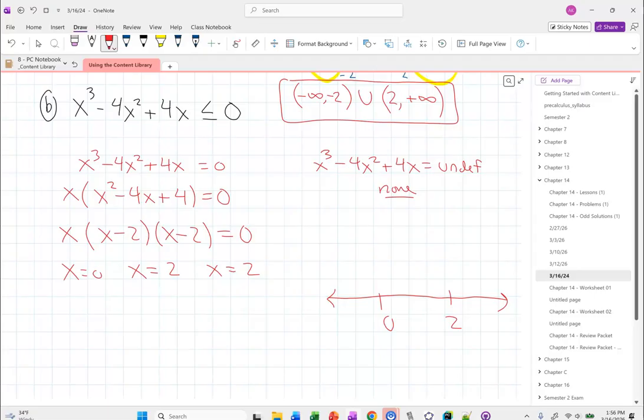All right. Then we pick some test values. So the stuff left of 0, what x value should I pick here as a test? -1 sounds great. How about between 0 and 2? 1 sounds great. And then to the right of 2? 3. That sounds wonderful.